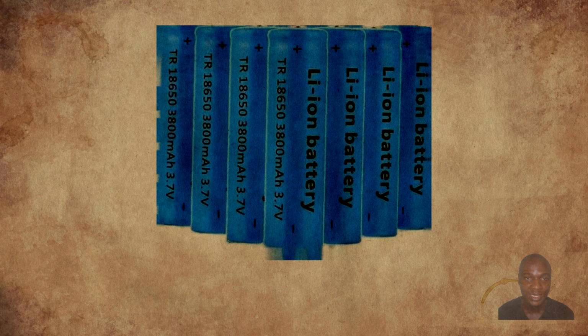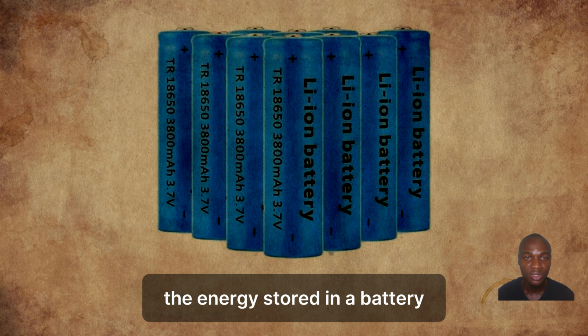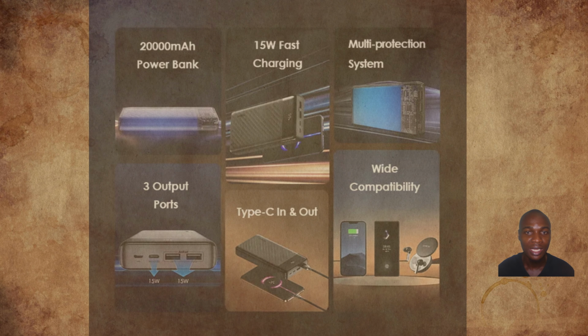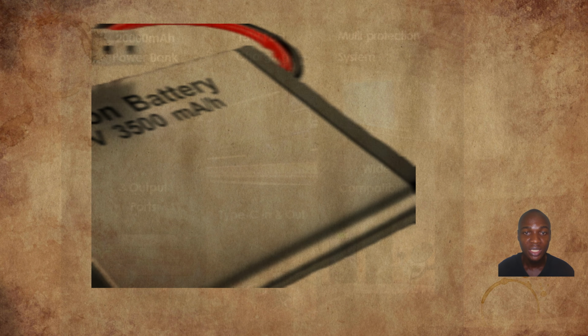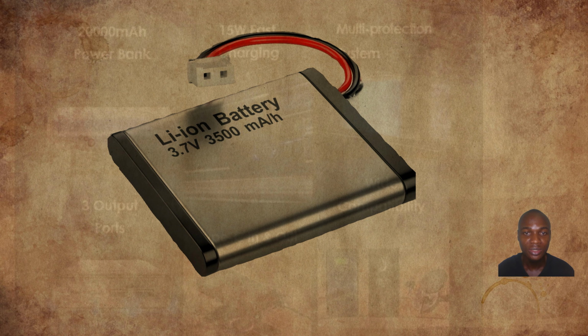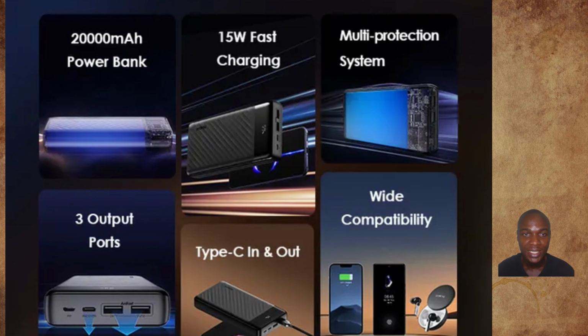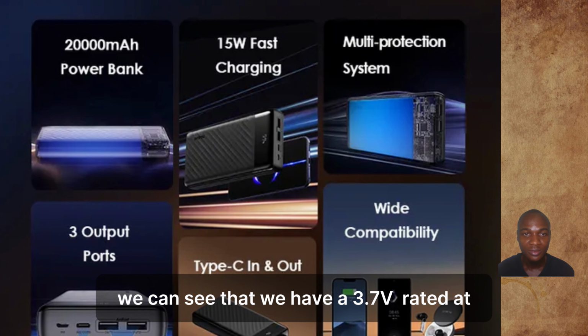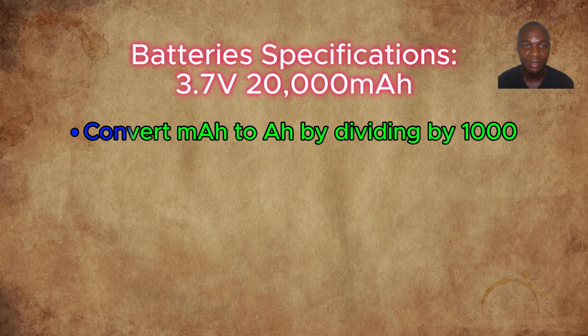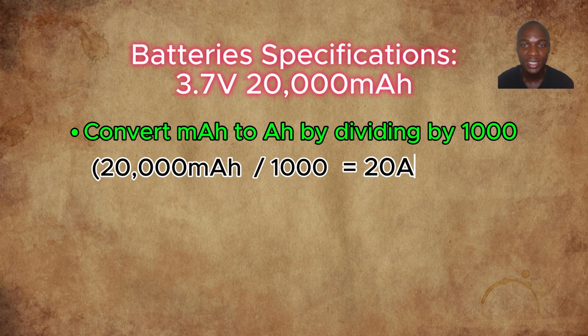So let's look at some examples of how to calculate the energy stored in a battery. First, we'll be looking at the lithium-ion based power bank. We use the power bank to charge our phones, routers, cameras, and all that. A typical power bank has a nominal voltage of 3.7 volts and the capacity is usually in milliamp-hours. In this example, we have 3.7 volts rated at 20,000 milliamp-hours. First, we need to convert the milliamp-hours into amp-hours. To do that, we take 20,000 divided by 1000, which gives us 20 amp-hours.